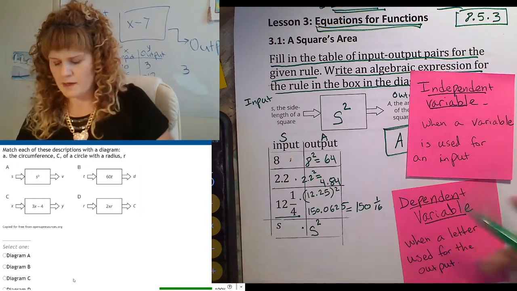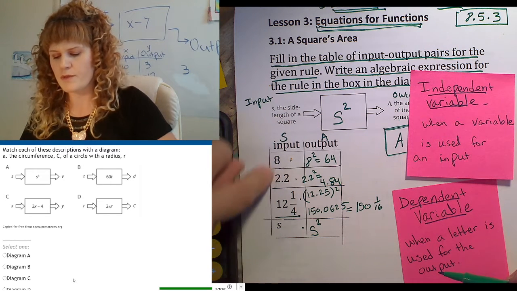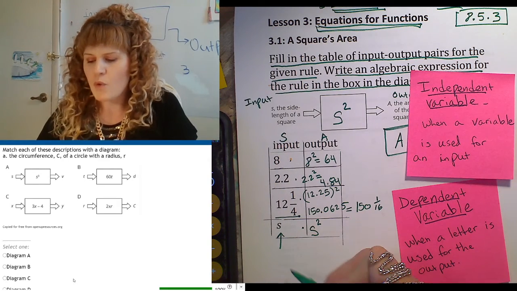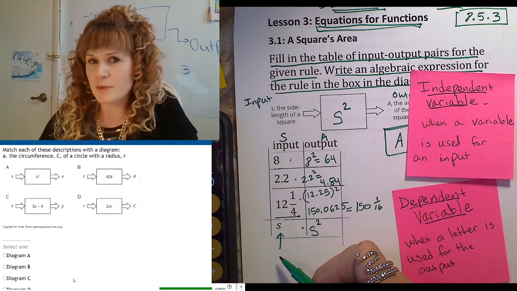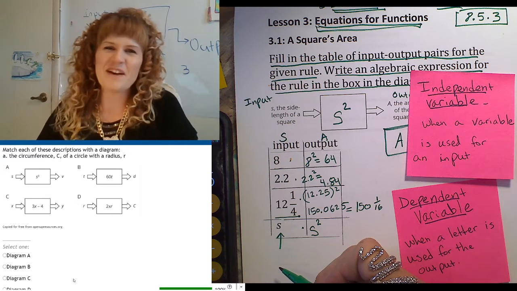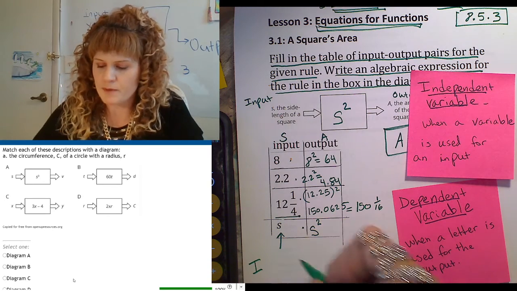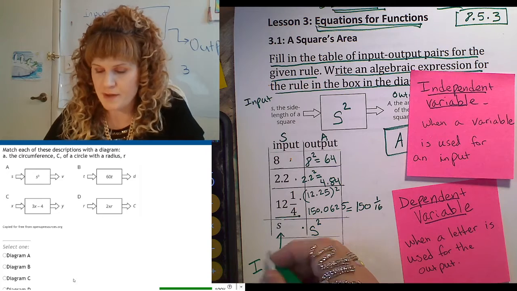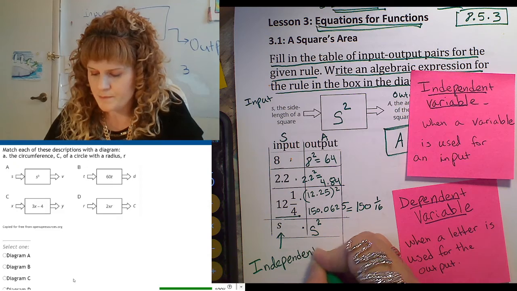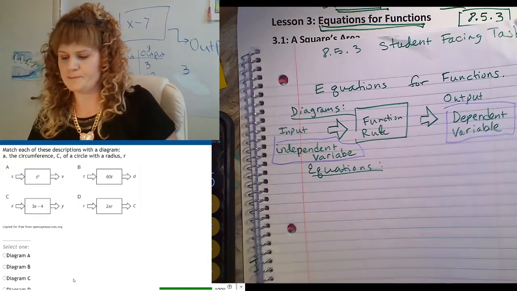Look again at this table here. We have numeric inputs, 8, 2.2, 12 and a quarter. Those are numbers. But then we have S. S is a variable. When we use a variable for the input, we don't call it the input variable, but we should maybe. We call it the independent variable. Instead of a number, we're using a variable for the input. So the input variable is called the independent variable. And you've already got that in your notes. The independent variable is the input.